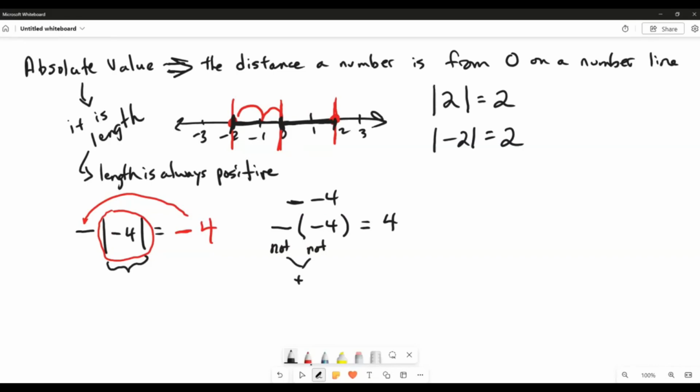Because what's really happening here, what this really means is negative 1 times negative 4. There's an understood 1 sitting there in front of that negative sign. And we have negative 1 times negative 4, and a negative times a negative gives us a positive. So you've got to be careful with where the negative sign is at.